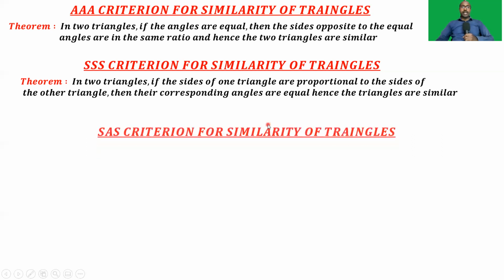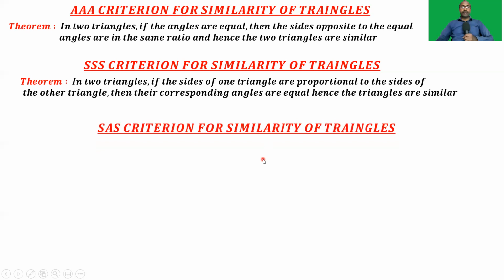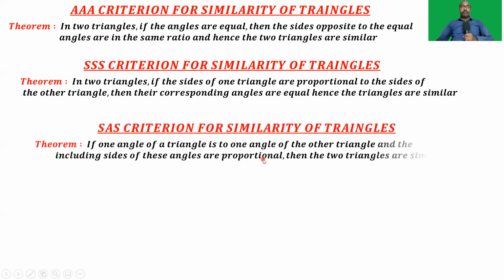And the third one is the SAS criterion. If one angle of a triangle is equal to one angle of the other triangle, and the including sides of these angles are proportional, then the two triangles are similar. These are the criteria for two triangles to be similar.